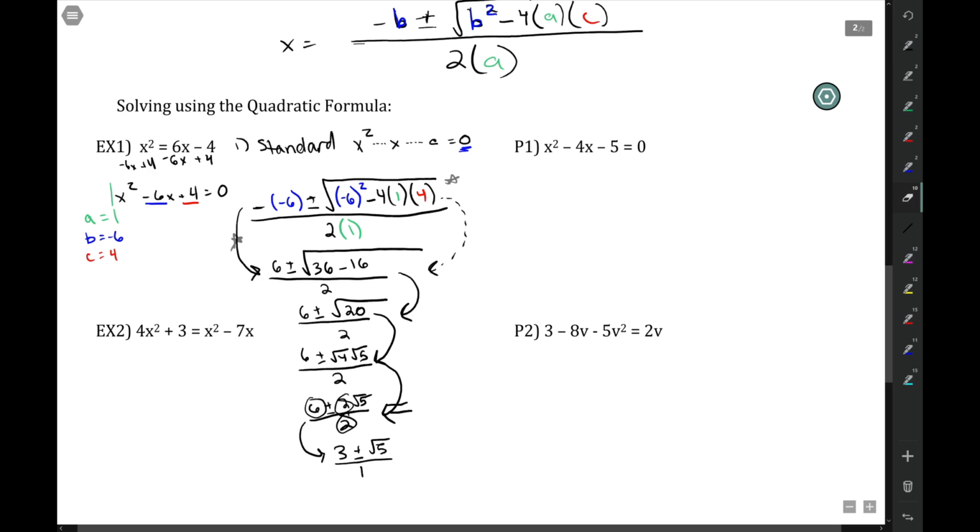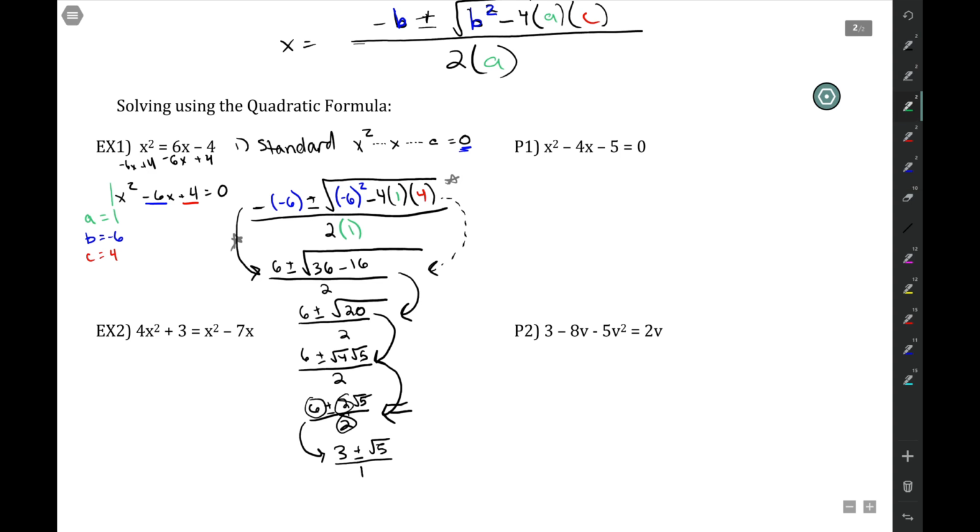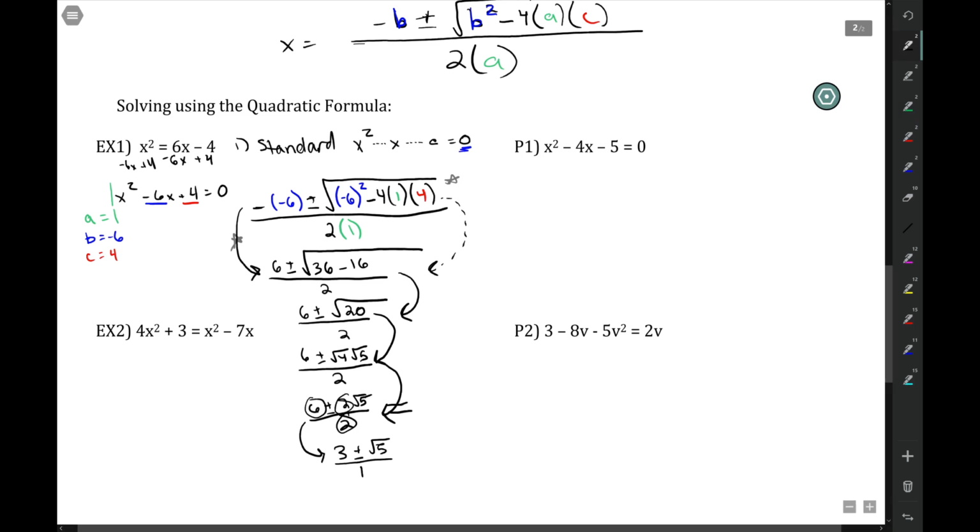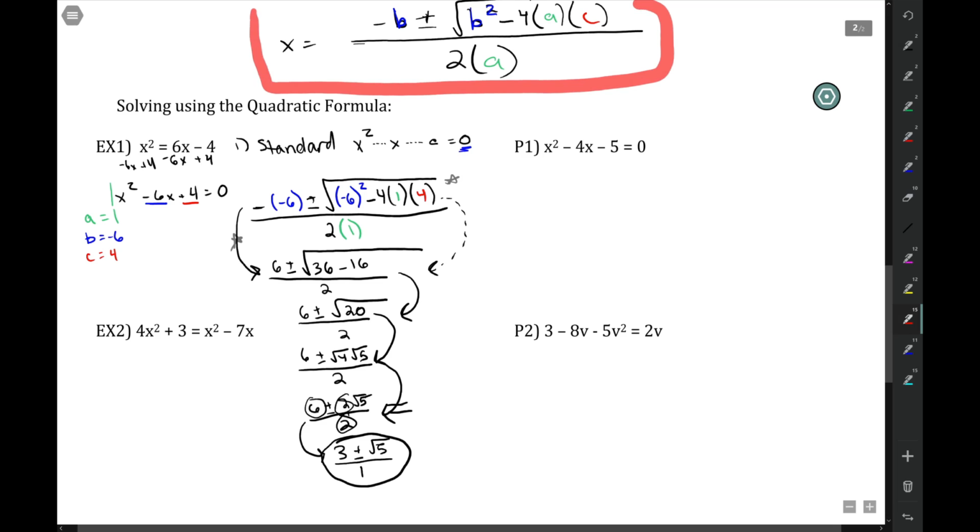It may seem like a lot. I know you're like, oh my goodness, it took us a minute or two to go through that. But it gives us every single solution to the quadratic. Really it's all about using the formula. Use the formula, and practice it. Here's an easier one, P1.